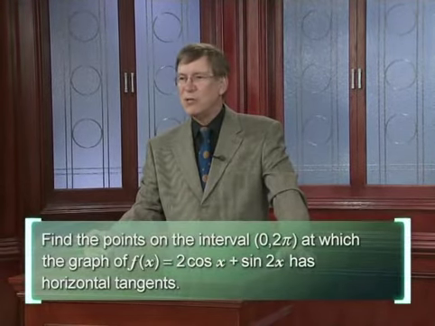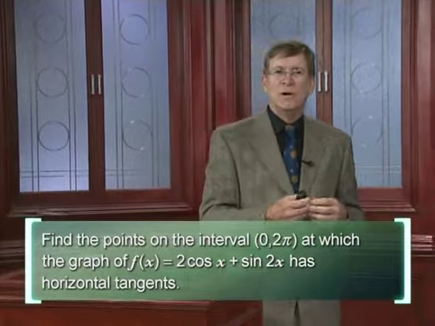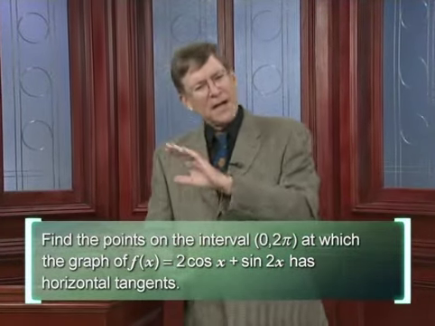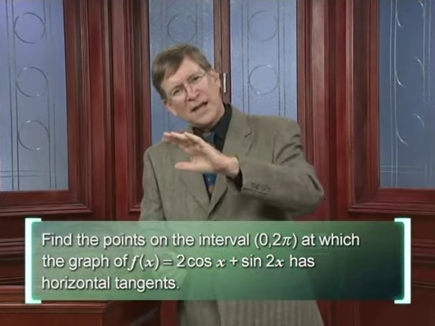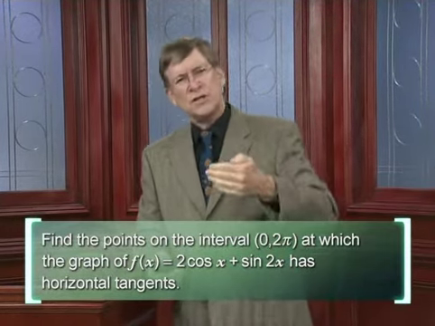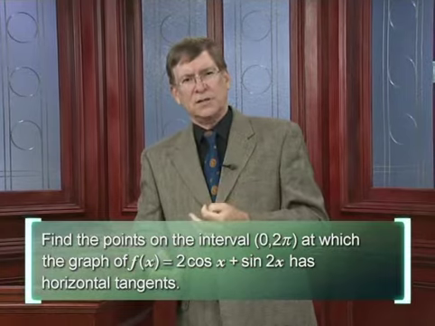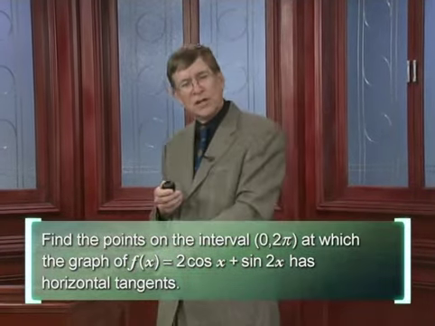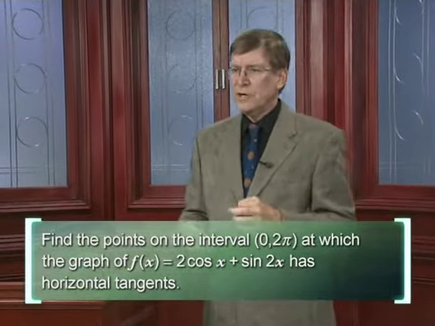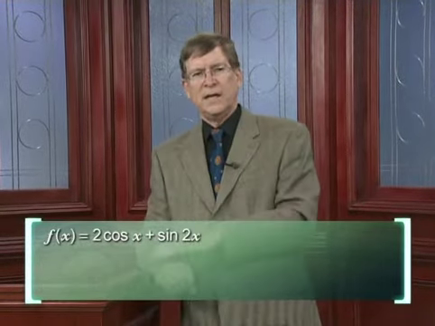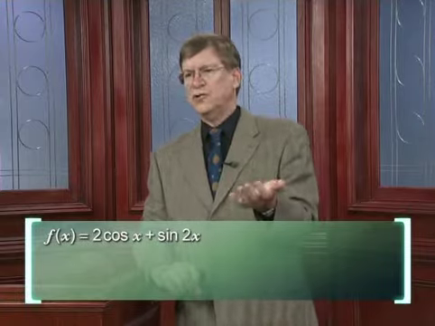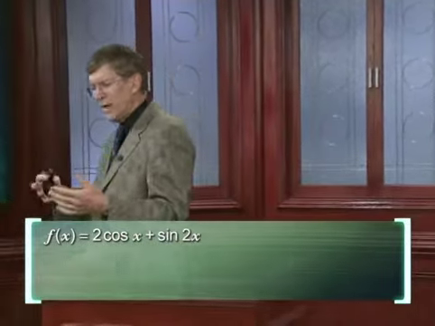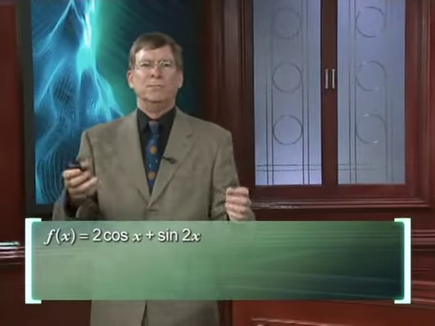Let's find the points on the interval 0, 2 pi at which this function has horizontal tangents. Finding points where functions have horizontal tangents is an important skill in applied calculus. So we're going to do this problem, and this will give rise to some interesting trigonometry. So what do we do? We take our function, 2 cosine x plus sine 2x, and we take its derivative. I like to always tell students, when you don't know how to start a problem, when in doubt, take a derivative. You'll get some partial credit.